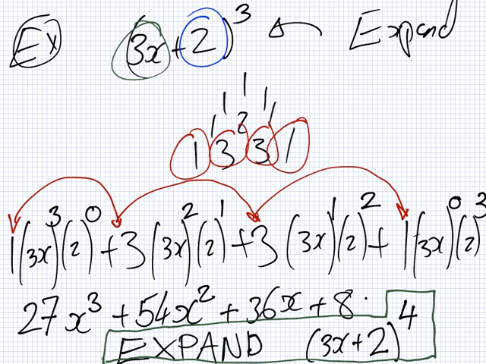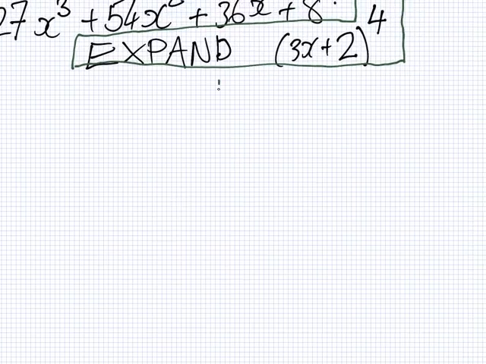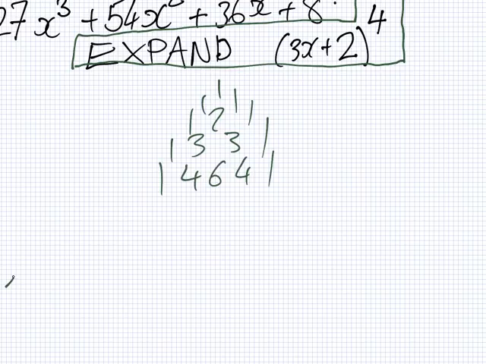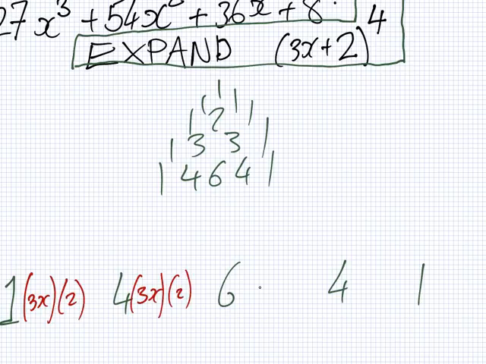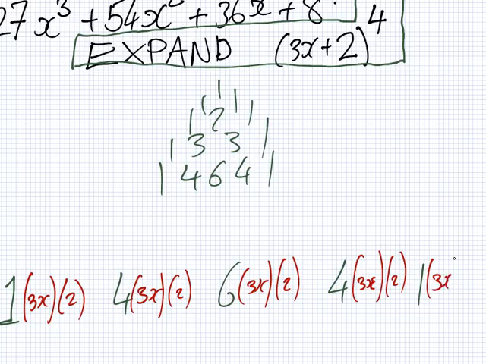Okay, well, we have a look at this one now. So we have row 4: 1, 1, 1, 1, 2, 1, 1, 3, 3, 1, 1, 4, 6, 4, 1. So we have 1 space 4 space 6 space 4 and 1. So let's see. We have 3x and 2, 3x and 2, 3x and 2, 3x and 2, 3x and 2, with plus signs between. So, what's the power? 4. So, 4, 0, 3, 1, 2, 2, 1, 3, 0, 4.